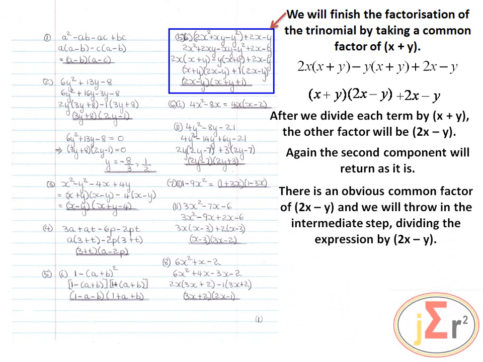There is an obvious common factor of 2x minus y, and we will throw in the intermediate step, dividing the expression by 2x minus y. So there is an obvious common factor of 2x minus y. Here we have the 2x minus y evident as a portion of our first bit that we factorized, and then we have 2x minus y occurring here. Therefore, we are sure that 2x minus y is common.